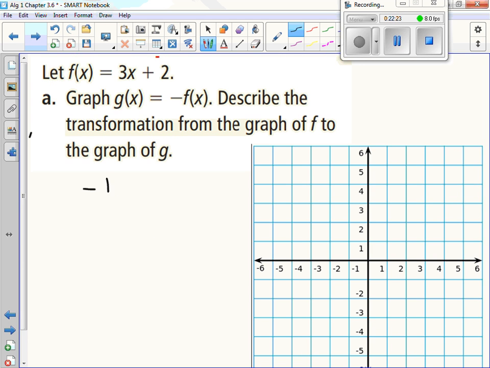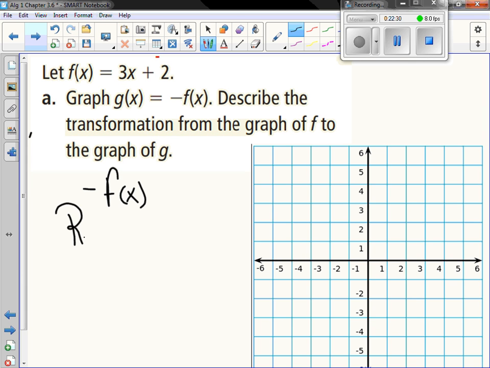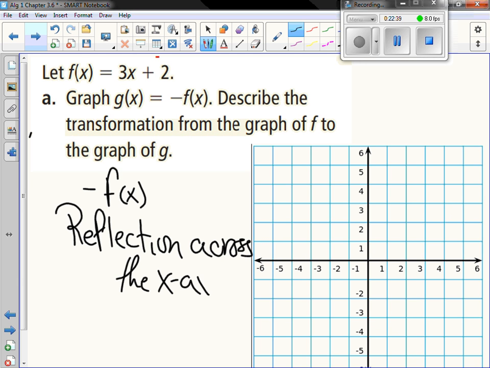So this here, we have negative f of x. So this here would be a reflection across the x-axis. It would be a reflection across the x-axis. And that's it. That's all we have to do for this one here. Questions on this here?